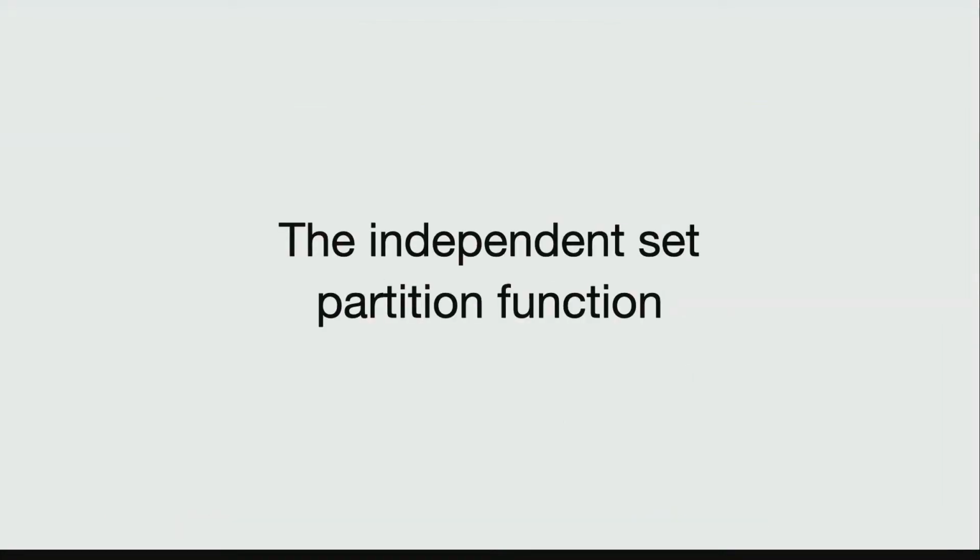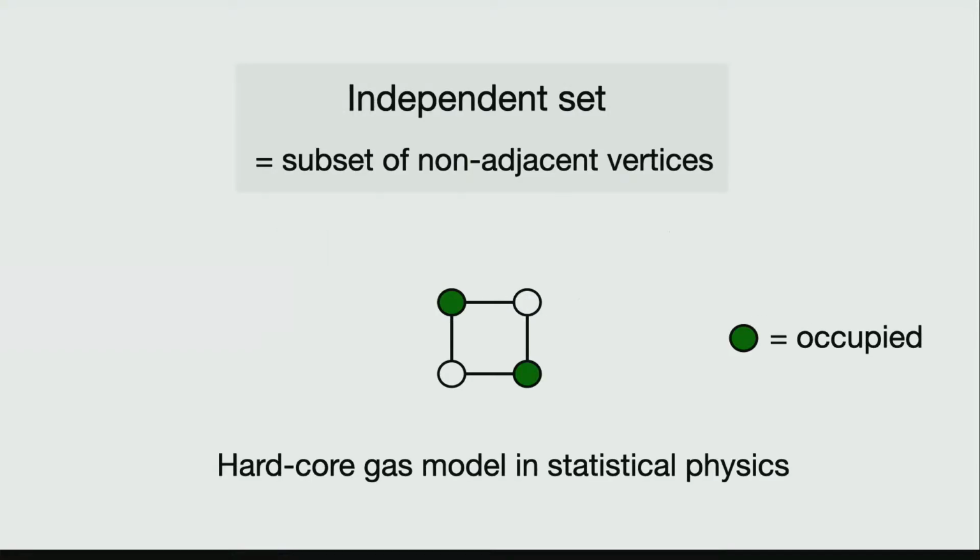Okay, so to illustrate this framework, I will focus on a particular partition function for which I will describe the algorithm. And this is the independent set partition function, which is important in combinatorics. So this is how it is defined. As input, you have a graph, and you care about the independent sets of the graph, which means subsets of non-adjacent vertices, which are called occupied vertices. This is called the hardcore gas model in statistical physics.